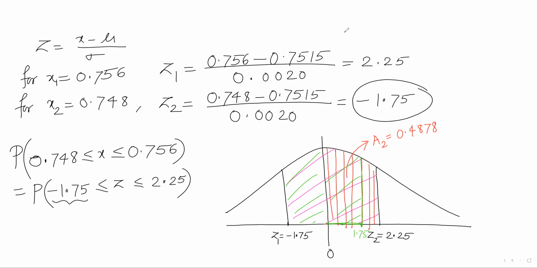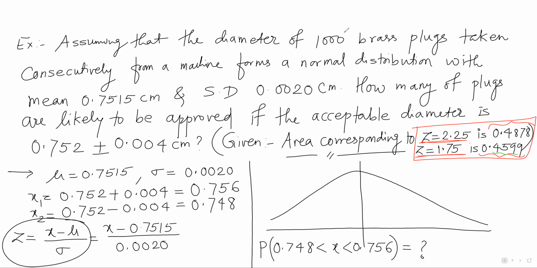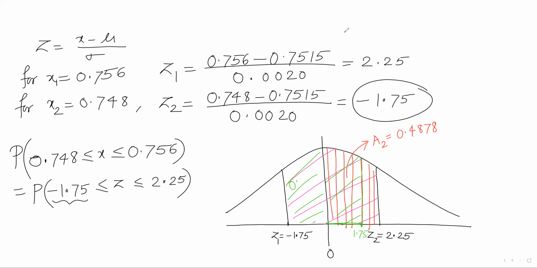So here, what is the area given? The area is given as 0.4599. I call this area A1. Now our job is to find the area for this pink shaded region, that means the entire area from minus 1.75 to 2.25.